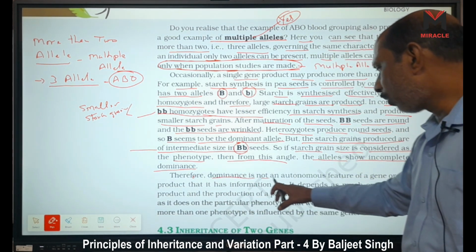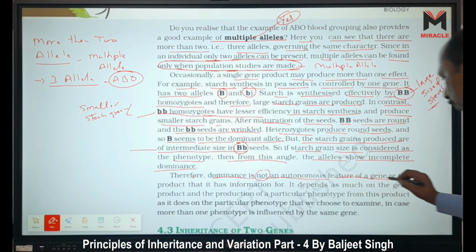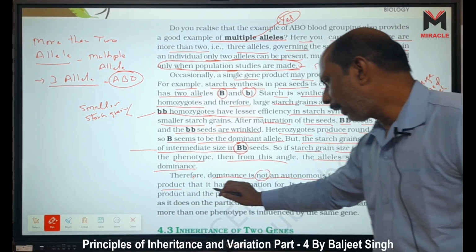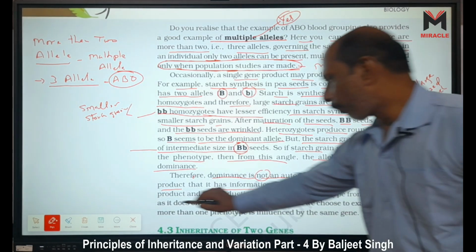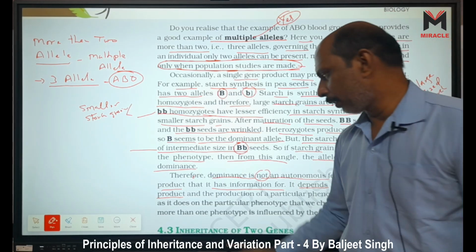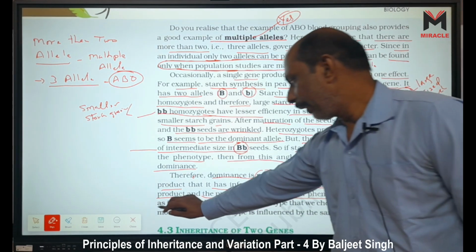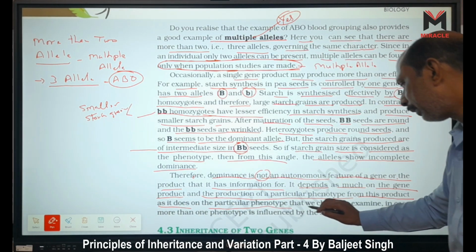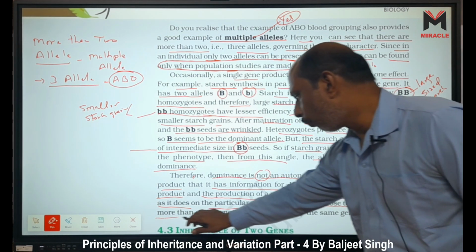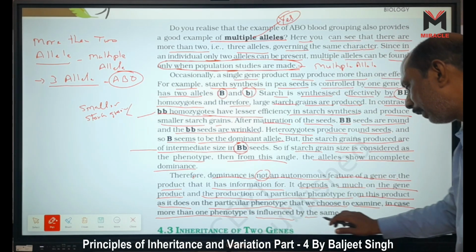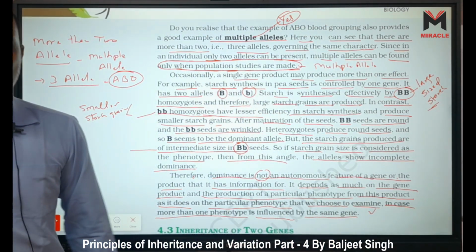Therefore, dominance is not an autonomous feature of a gene or the product that it has information for. It depends as much on the gene product and the production of a particular phenotype from this product as it does on the particular phenotype that we choose to examine, in case more than one phenotype is influenced by the same gene.